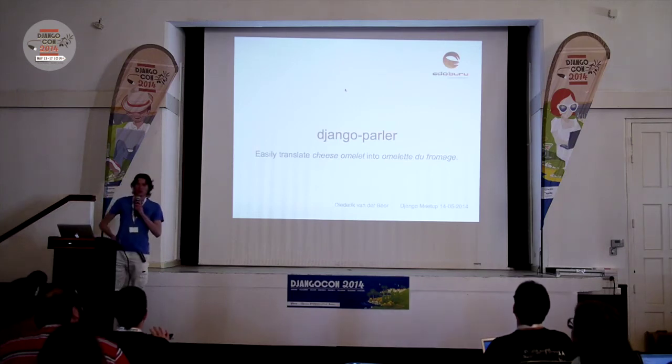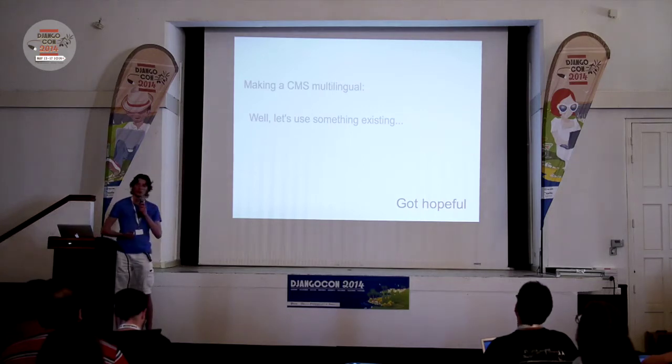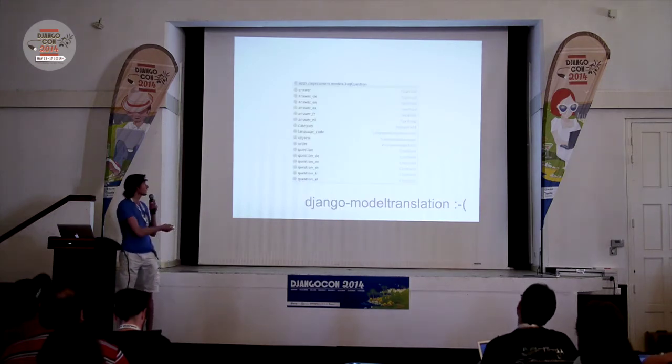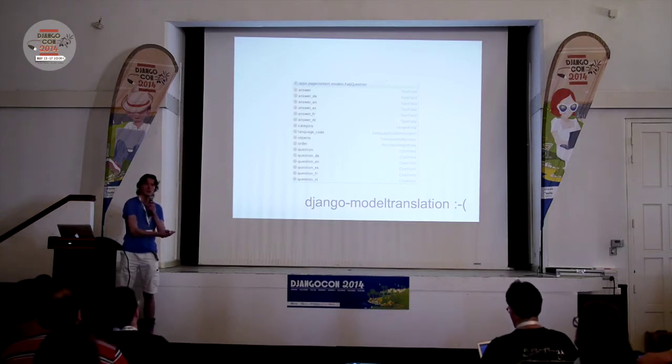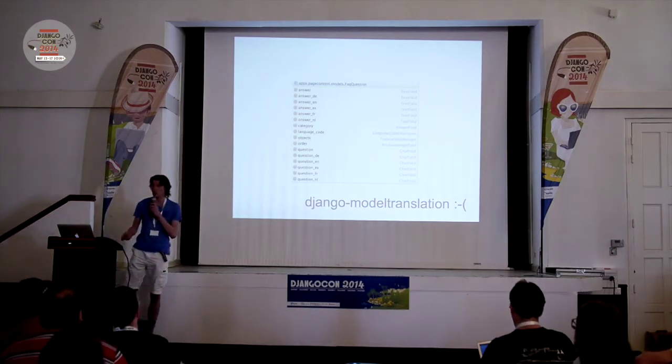Hello, I'm the author of Django Parlay, and it allows you to translate Django model content in a very easy way. This is something that has existed in the Django community for quite a while, but when you start making a CMS multilingual, you start using the existing packages. It turns out that Django model translation adds a lot of fields, but which language am I actually going to use for my project? It depends. So how can I make my migrations work? It's quite difficult, quite hard.